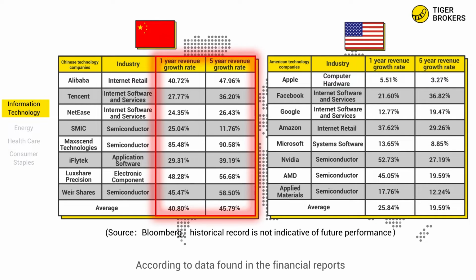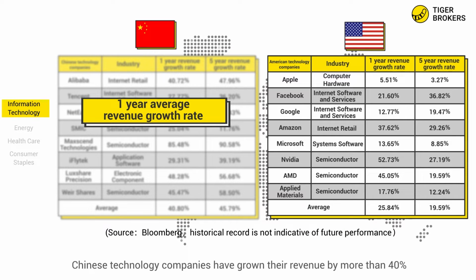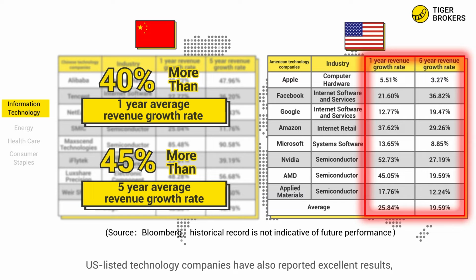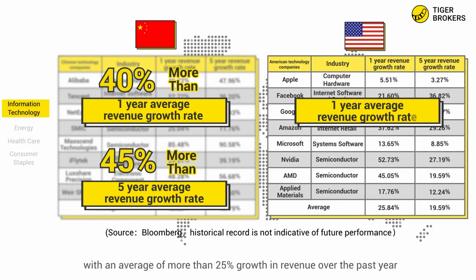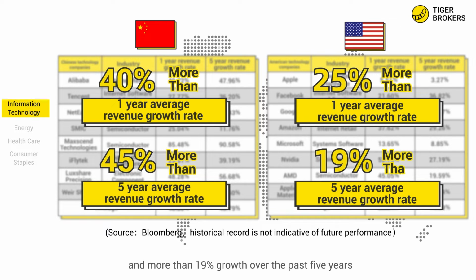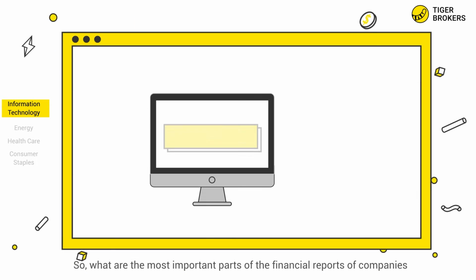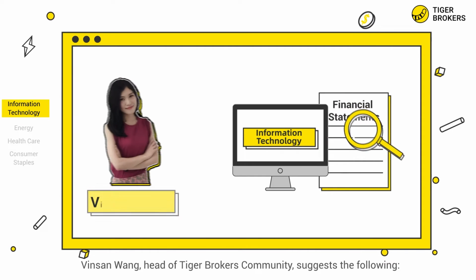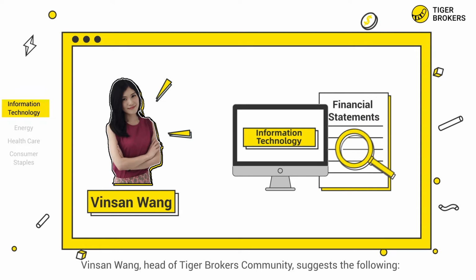According to data found in the financial reports of listed companies within China's information technology sector, Chinese technology companies have grown their revenue by more than 40% in the past year and more than 45% in the past 5 years. By comparison, US-listed technology companies have also reported excellent results, with an average of more than 25% growth in revenue over the past year and more than 19% growth over the past 5 years. This tells us that the information technology sectors in both countries have kept growing quickly and that the future looks bright. So, what are the most important parts of the financial reports of companies in the IT sector that I should look at? Vincent Wang, head of Tiger Brokers Community, suggests the following.